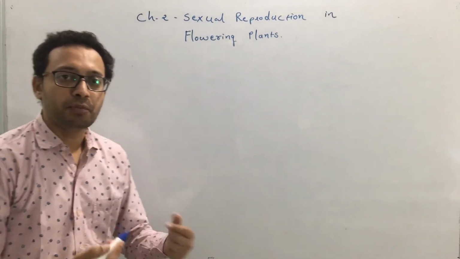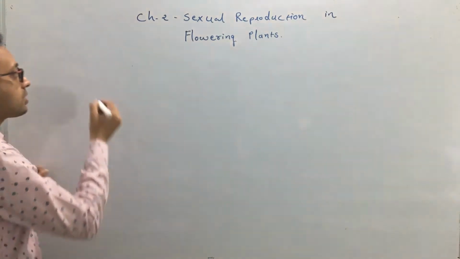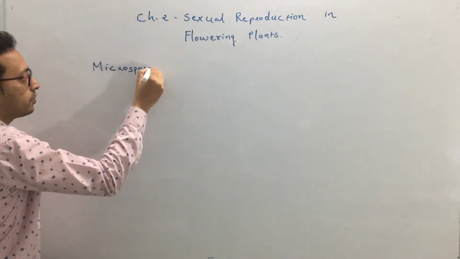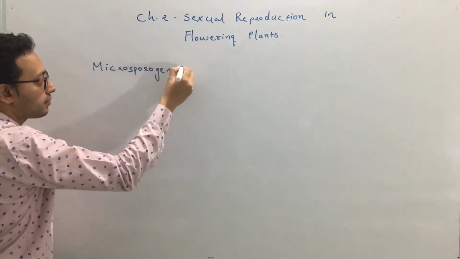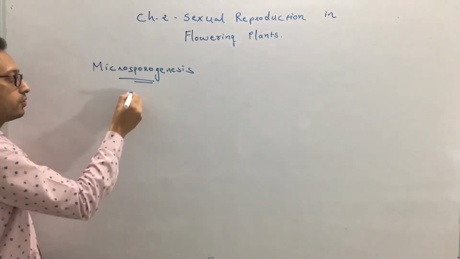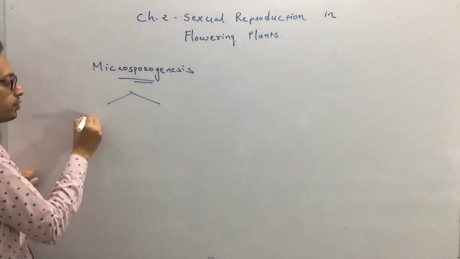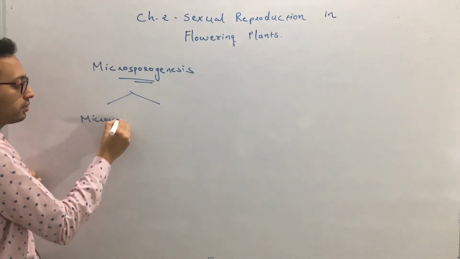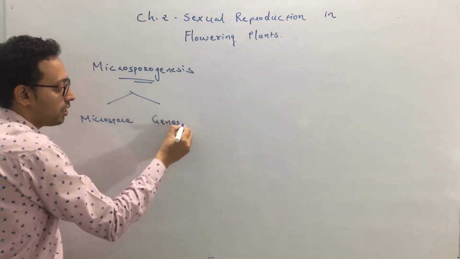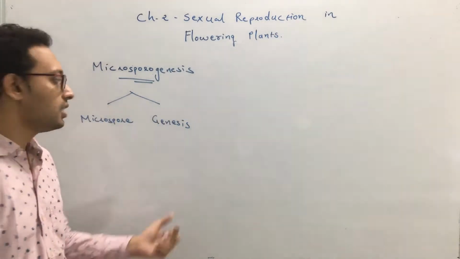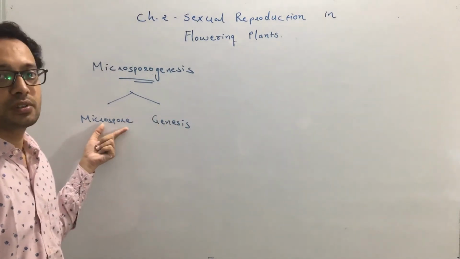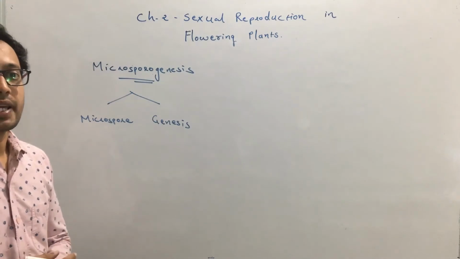To understand how the pollen grain forms, we have to learn one process, and this process is called microsporogenesis. Now you know that this word is made up of two terms, microspore and genesis. I hope all of you know the meaning of genesis. That's formation. So the process of formation of microspore is called microsporogenesis.